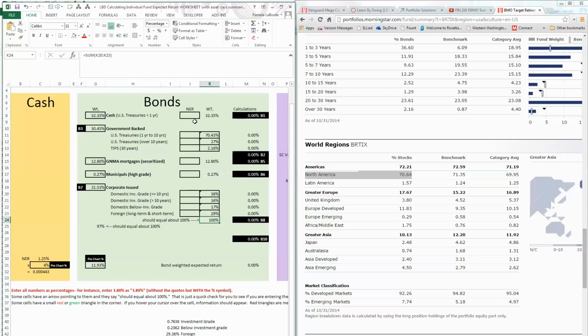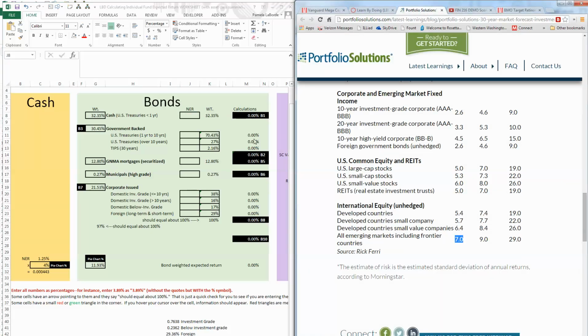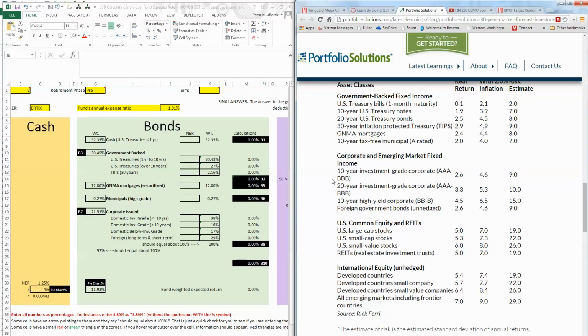Now I need to complete the NER column for my bonds. So go to the Portfolio Solutions tab and start inputting the correct numbers. Remember, I'm doing a 3% inflation rate. So, U.S. Treasury bills, they think 0.1%, add 3 to that, so 3.1%.